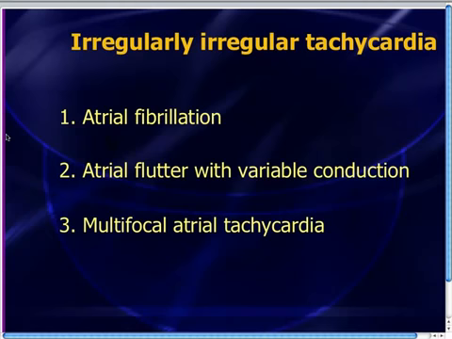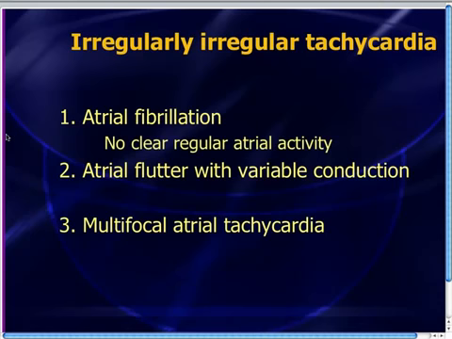So, when you see irregularly irregular tachycardia, how do you know which of these three things is going on? Very simple. You ask, what is the atrium doing? What are those darn P waves doing? If somebody's got atrial fibrillation, what the atrium is doing is very irregular. You see no clear-cut regular atrial activity. You just see the squiggly line, or if it's new onset AFib, sometimes you see this type of rhythm where there's a lot of bumpiness, and that's referred to as coarse AFib.